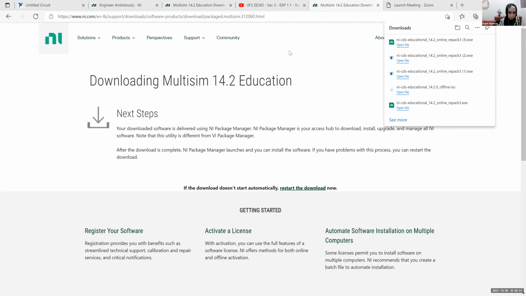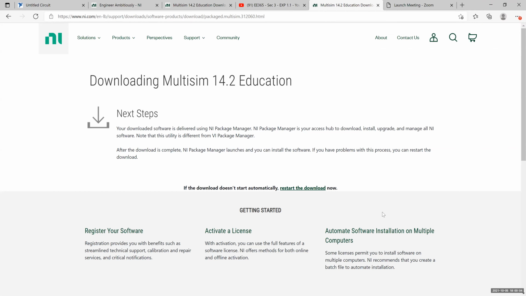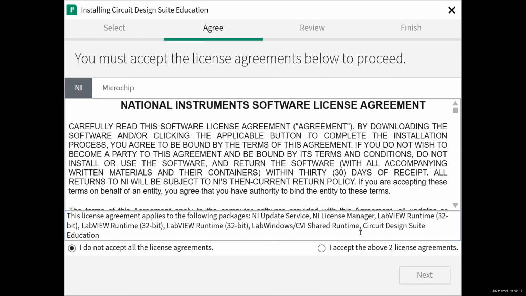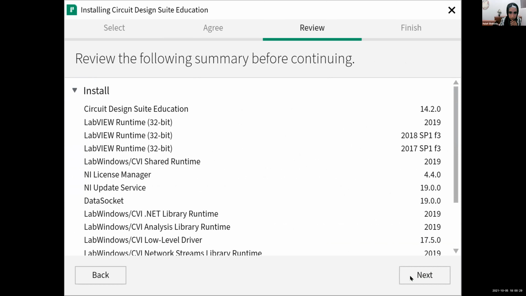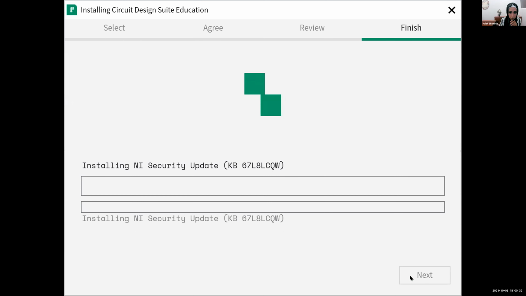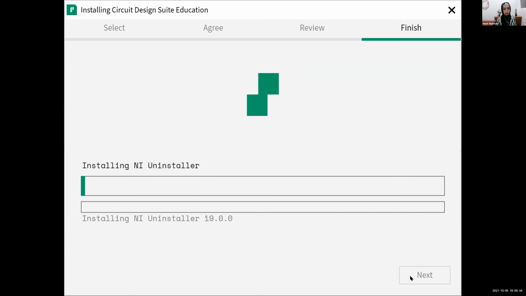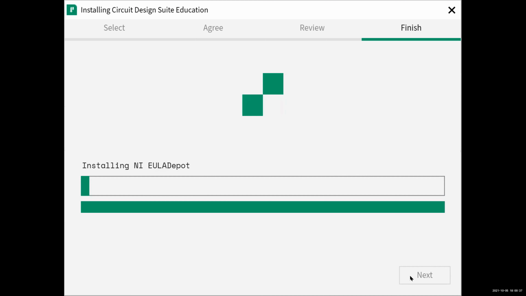One minute, again. Stop sharing the screen. Okay. I find it. Share, as shown. Now it's visible. Okay, I accept the above two license agreements. I accept. Okay. Next. Next. Next. Next. Okay, now wait, I want to download.